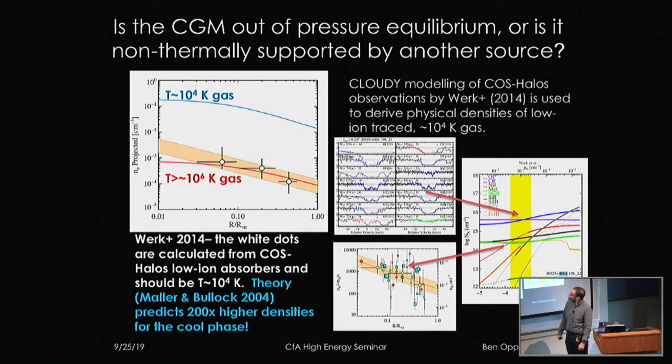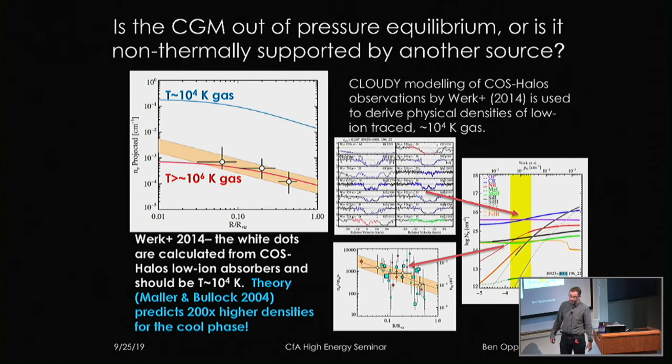So this is an observation from COS-Halos by Jess' work, and it will probably become the most cited COS-Halos CGM paper. It has a lot of citations. I'm kind of surprised when I saw that it's about to surpass the Tumlinson et al. paper. And it's using COS-Halos, but it's actually looking at other ions, low ions like carbon-2, silicon-2, more of the cool phase corresponding to 10 to the 4 Kelvin.